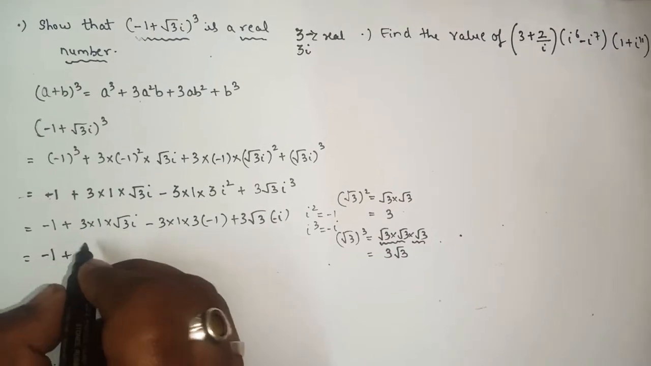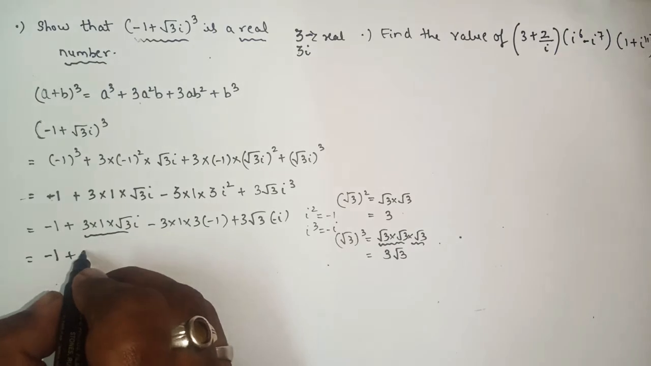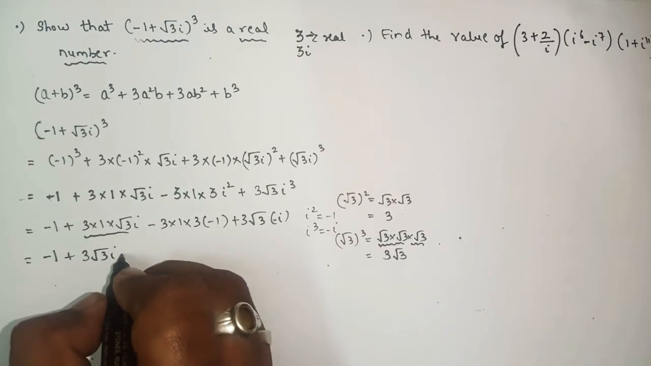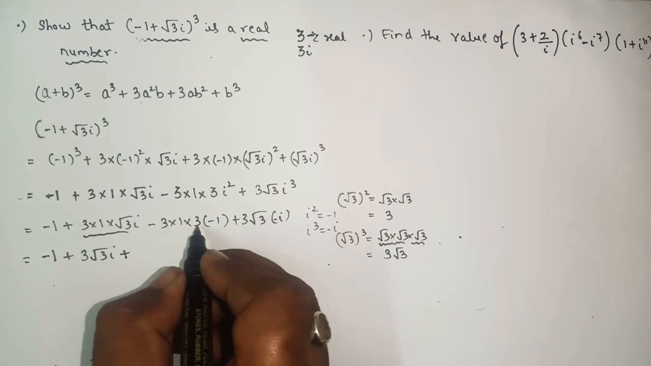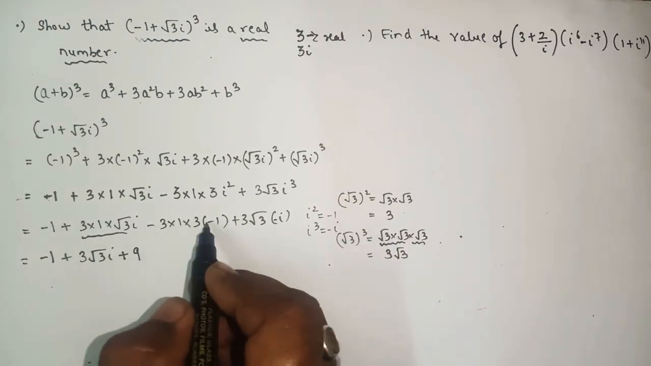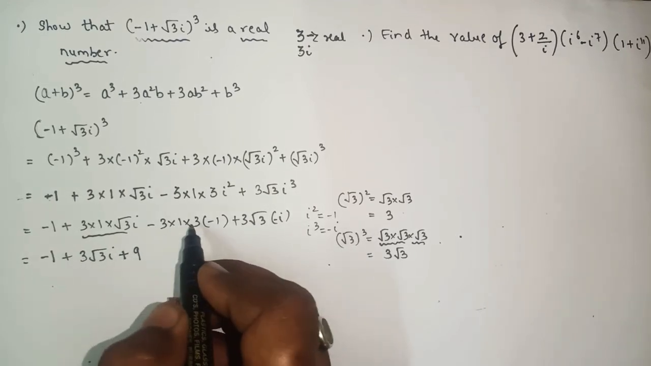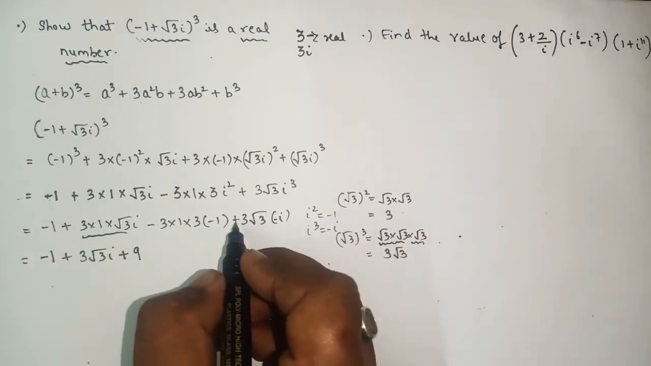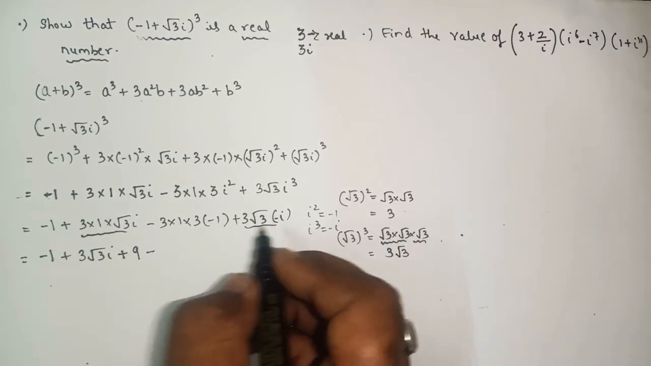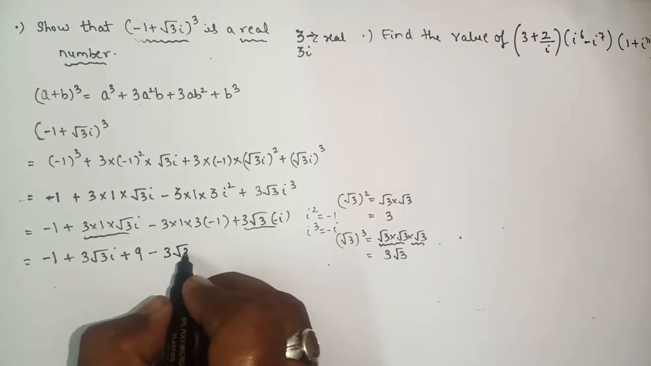Okay, so the next part: minus 1 plus, just simply multiply this, so what you will get, 3 root 3 i. This minus minus will be what? Plus. 3 3s are 9, 9 ones are 9, yes or no? This minus minus will be plus, 3 ones are 3, 3 3s are 9, yes or no? Then plus minus, this will be minus, and this part when you multiply, here you will get 3 root 3 i.